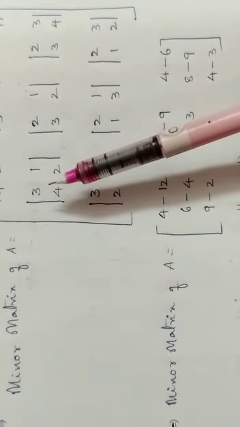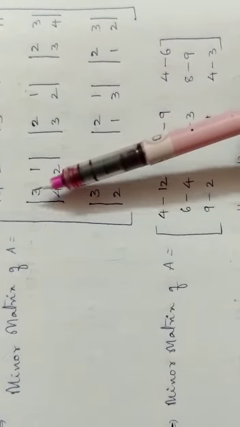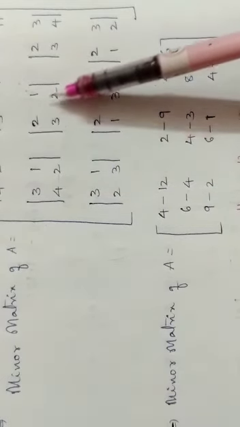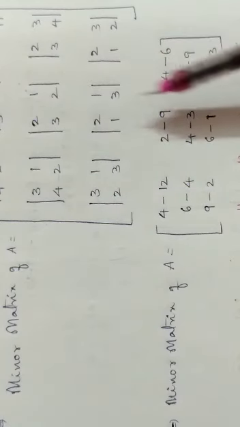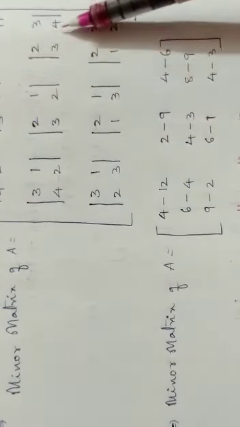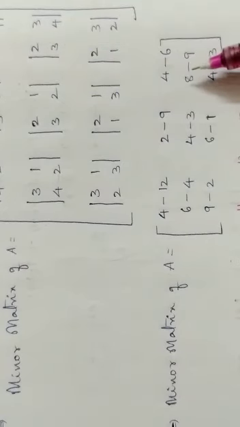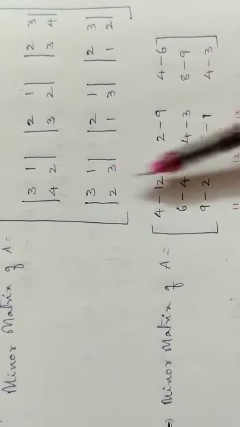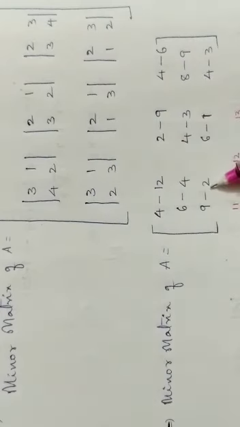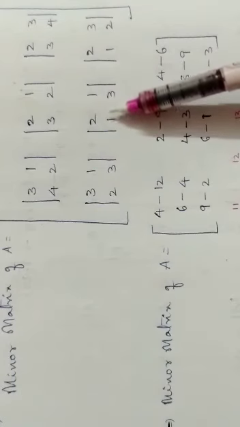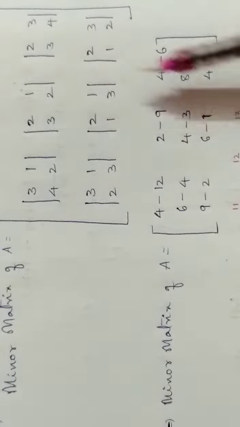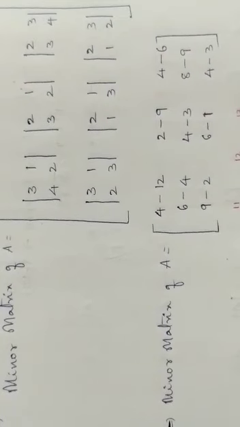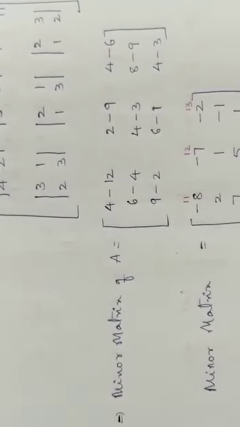Next, AD minus BC: 3 2s are 6 minus 4 1s are 4. 2 2s are 4 minus 3 1s are 3. 2 4s are 8 minus 3 3s are 9. 3 3s are 9 minus 2 1s are 2. 2 3s 6 minus 1. 2 2s are 4 minus 1 3s are 3. In the next step, we will simplify further.